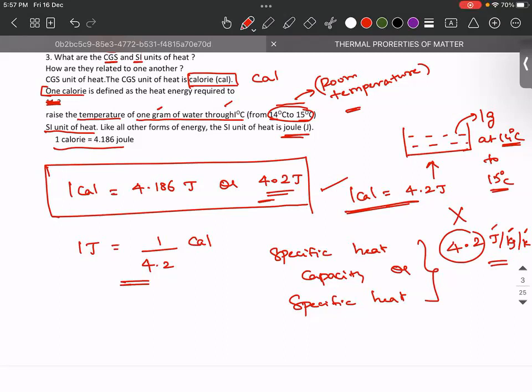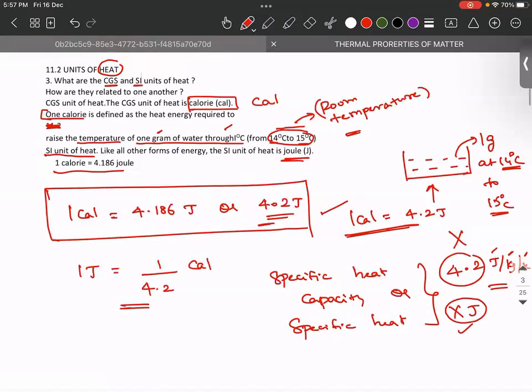But if I take only this x joule, this will become the unit of energy. Try to understand what I'm trying to say. If I write the same thing in CGS unit, then I write x calorie per gram per degree Celsius. Am I clear with this? When you see x calorie per gram per degree Celsius, this is what is called specific heat capacity.